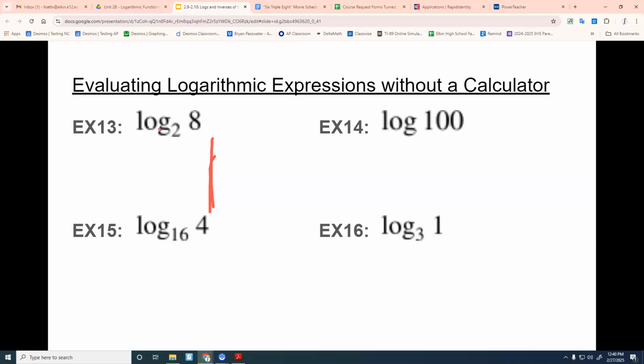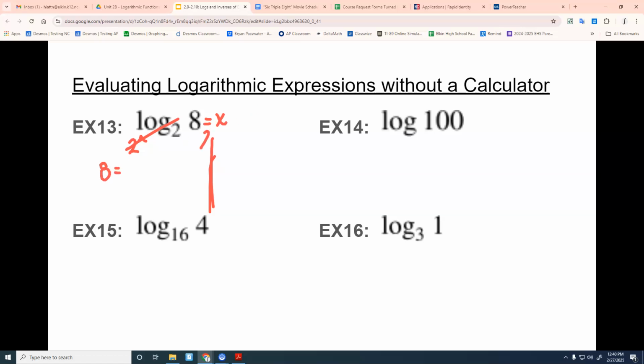So log base 2 of 8. One thing I can do is say that equals x, or question mark, or whatever variable you want to use there, and I can rewrite it as an exponential. To get rid of a log with a base of 2, I would do 2 raised to that power, and that will cancel over here. I'll just get an 8.